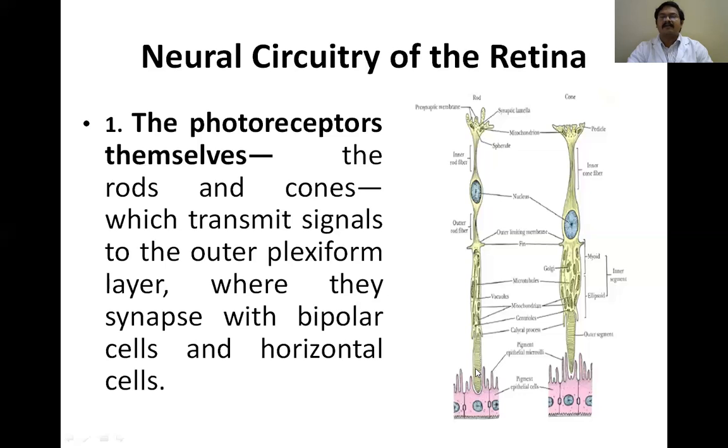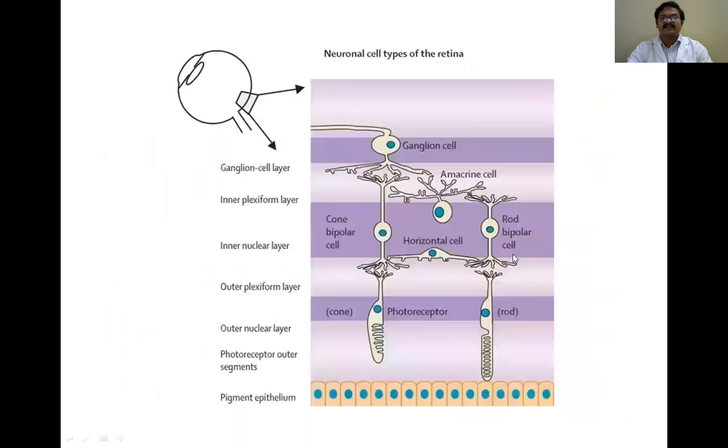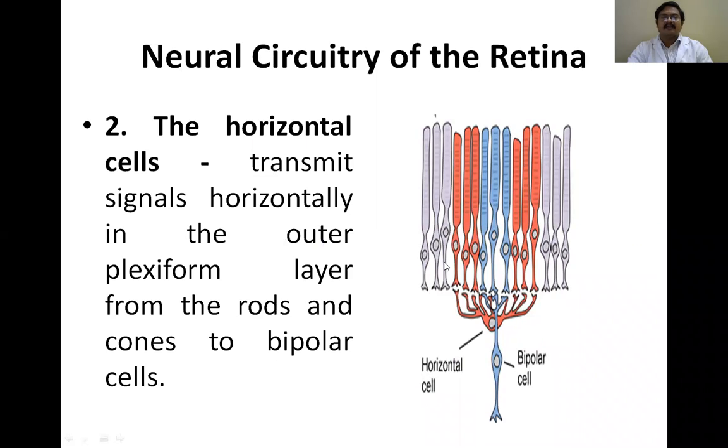This is the outer segment, where they synapse with the synaptic vesicles of the rod and cone. They synapse with the bipolar cells and the horizontal cells. If you see in this diagram, the photoreceptors, the rods and the cones, synapse with the bipolar cells and the horizontal cells in the outer plexiform layer. The synapses of these rods and cones, horizontal cells and bipolar cells form the outer plexiform layer.